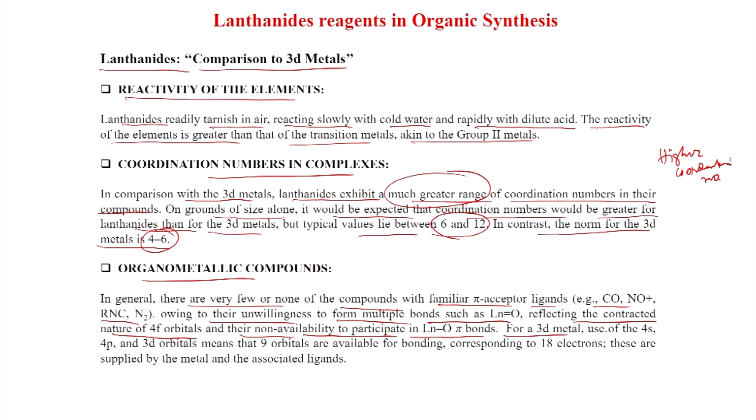That is why these pi acceptor ligand complexes are not there. On the other hand, for a 3d metal, use of the 4s, 4p and 3d orbitals means that 9 orbitals are available for bonding, corresponding to 18 electrons. These are supplied by the metal and its associated ligands. And we have already seen there are a lot of transition metal carbon monoxide complexes. So they easily form complexes with pi acceptor ligands. On the other hand, lanthanides do not.